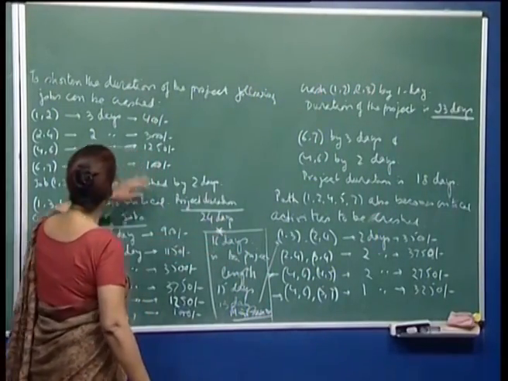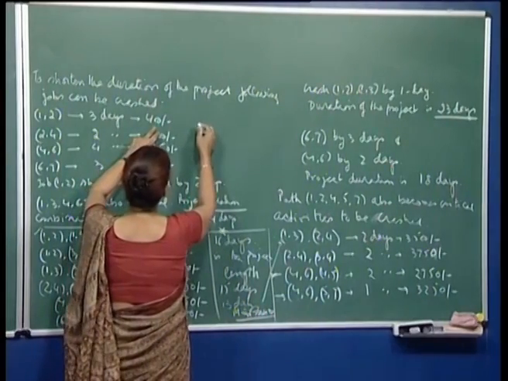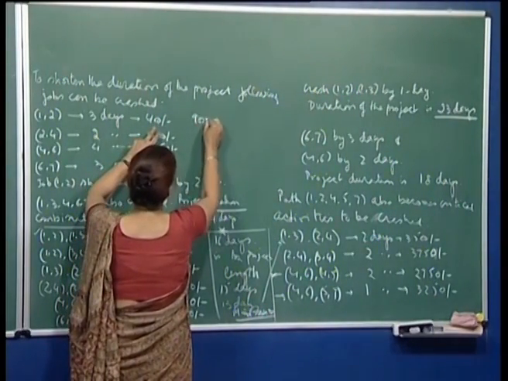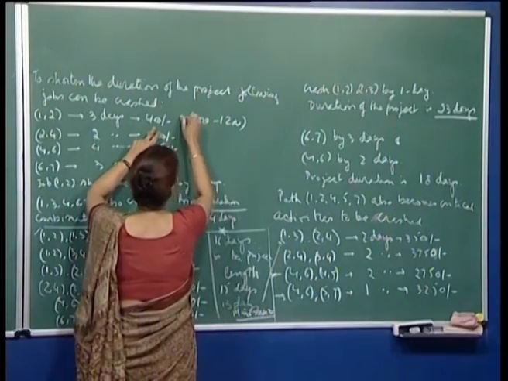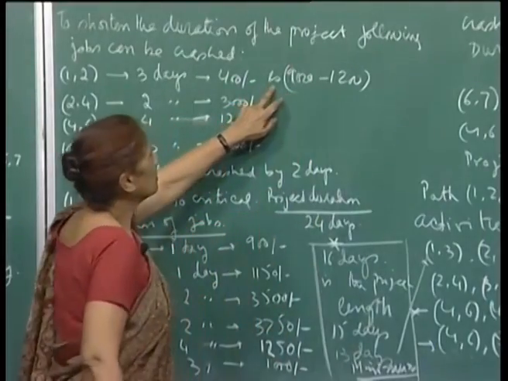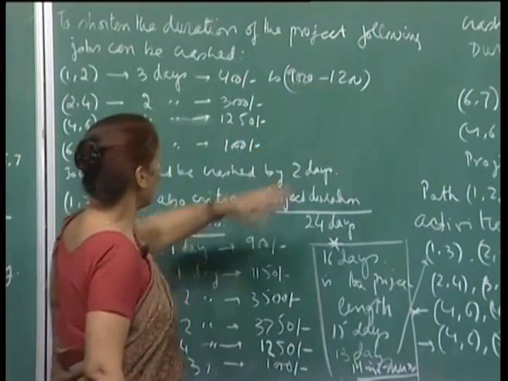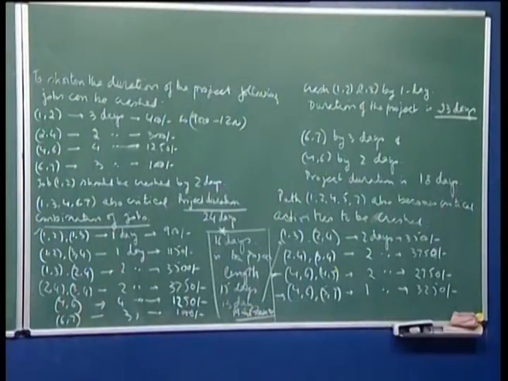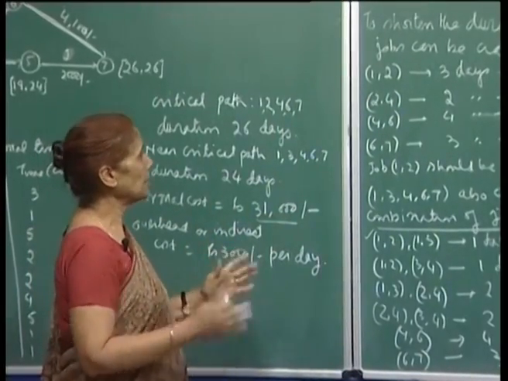For example, this was 3 days, so 400. Here you were making the reduction of 9,000 minus 1200, this many rupees. This was the reduction. So you will subtract this number from 31,000 to get the cost of crashing the project by 3 days.